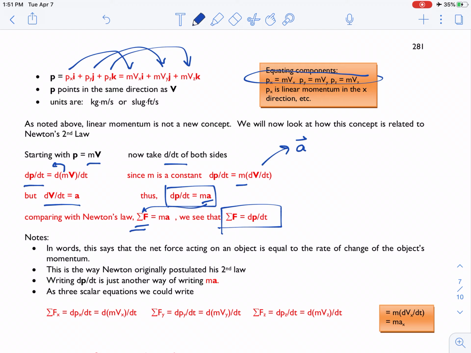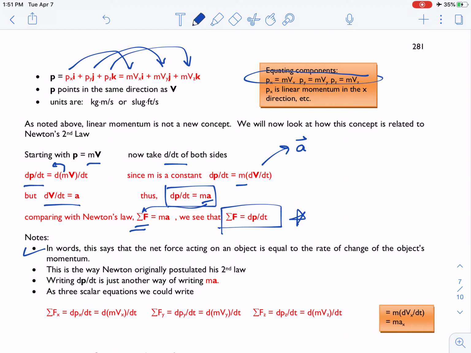It's constant, okay? And then that kind of brings us to momentum conservation. That is very important, and this tells us the condition. We will discuss this in detail. So first, this says the net force acting on an object is equal to the rate of change of the object's momentum. That's how you read this equation.